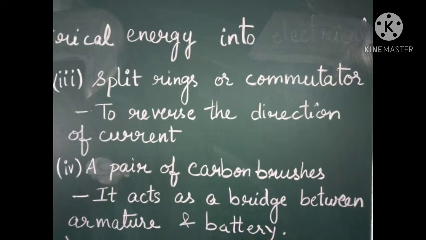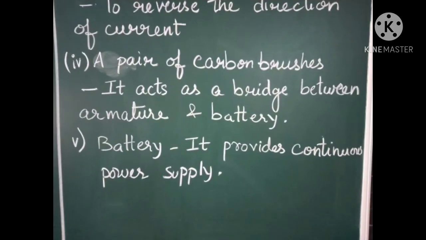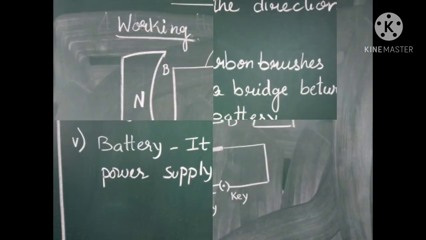A pair of carbon brushes is also used. It acts as a bridge between armature coil and the battery. The last and the fifth point is the battery, because it provides the continuous power supply. We need continuous power supply to run the motor.